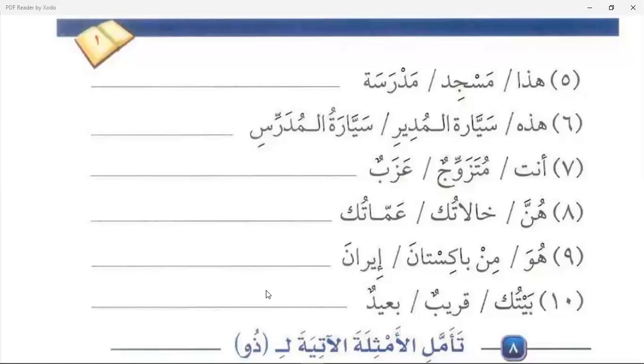Irana. Abaituka qaribun ba'idun. Wrong question. Here we are discussing. Okay. So you need to join the Kareeb with A. A Kareebun Baituka am Baidun. Kareebun Baituka am Baidun.